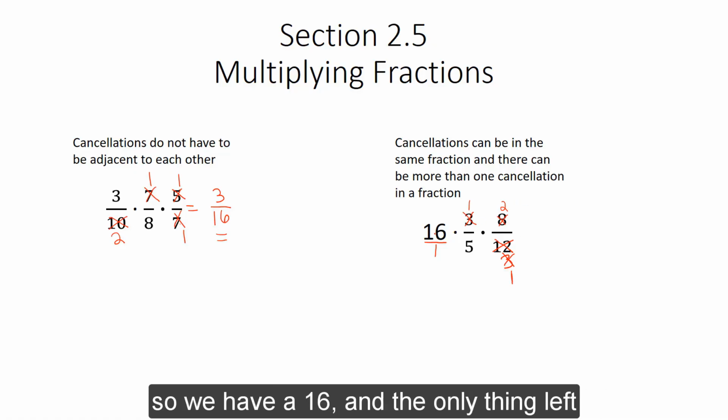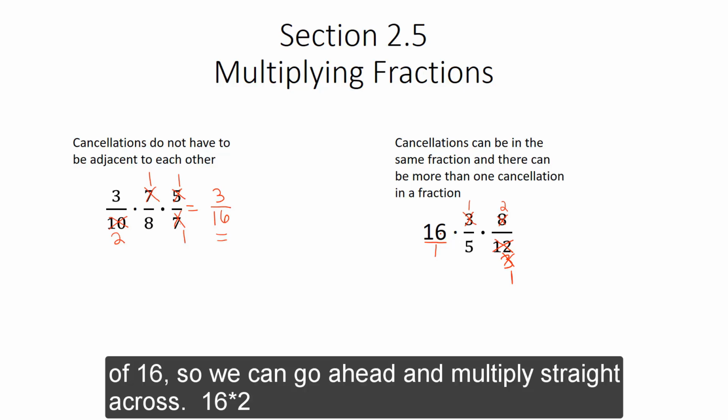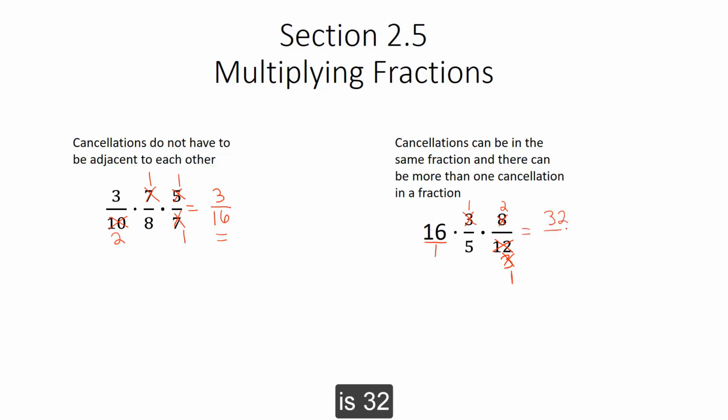So we have a 16, and the only thing left in denominators are 5. 5 is not a factor of 16, so we can go ahead and multiply straight across. 16 times 2 is 32 over 5.